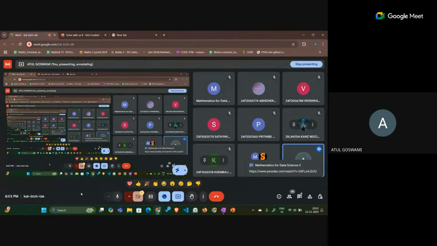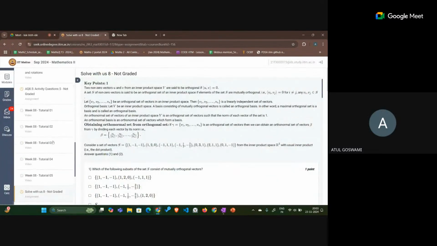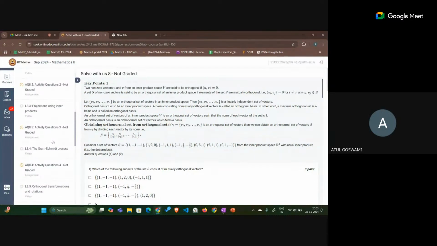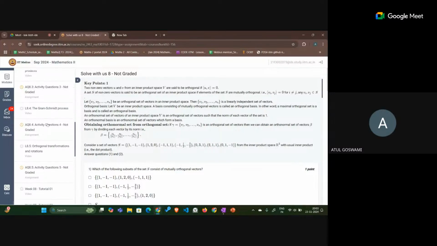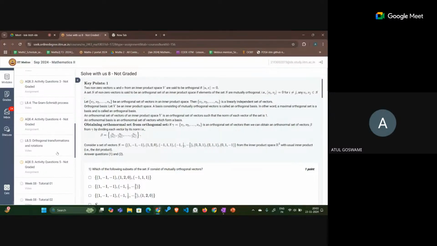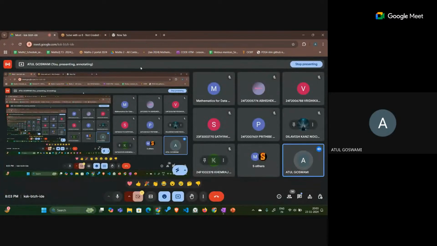So in the last session on Saturday, I discussed the concepts of weak 8, projection on a vector, projection on a vector space, and projection on an orthonormal basis, and how to get an orthonormal basis using the Gram-Schmidt process, and what is an orthogonal transformation. So today's session is on week 9.